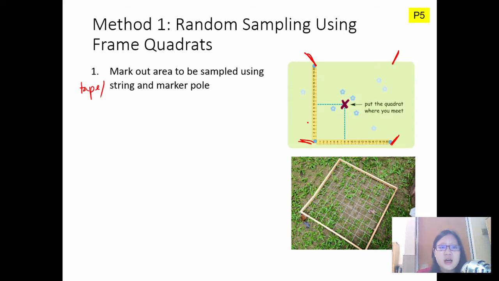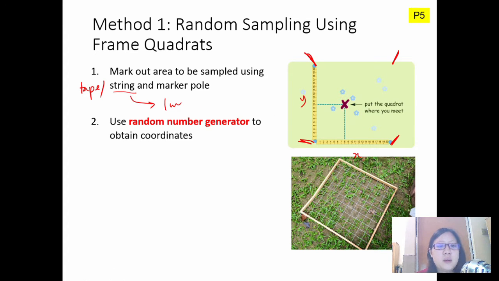And if you use string, you probably will mark it at every 1 meter, okay, so that you know at which point the measurement is, you know how big the area is. And if you use a tape, then that's very convenient, okay, because you can use the tape to act as some sort of x and y axis so that you can randomly generate a number to obtain coordinates.